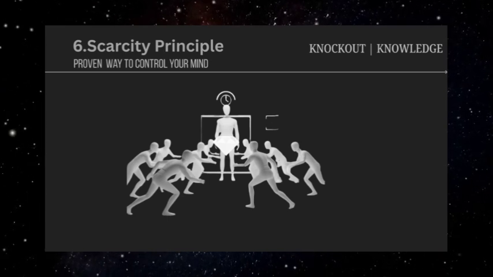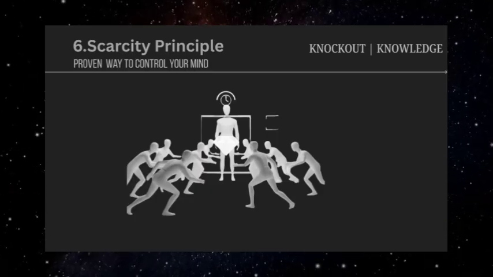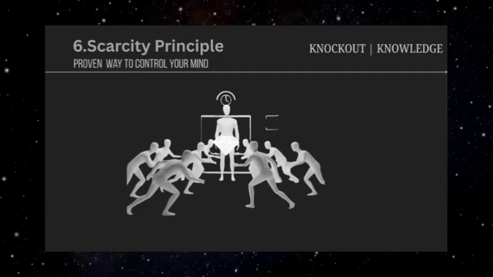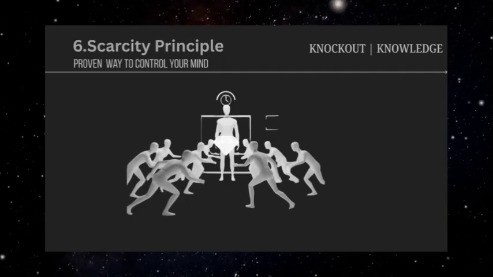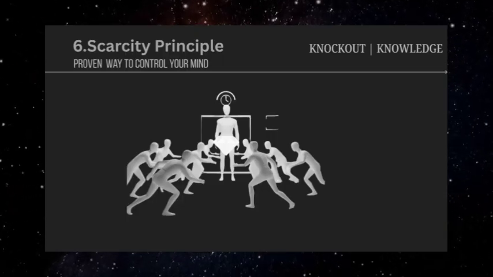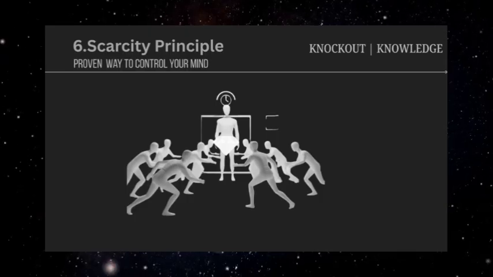What makes scarcity manipulation especially effective is that it often bypasses rational analysis. When we're focused on not missing out, we spend less mental energy evaluating whether we actually want what's being offered. The scarcity itself becomes the primary reason for action, rather than the inherent value of the opportunity.